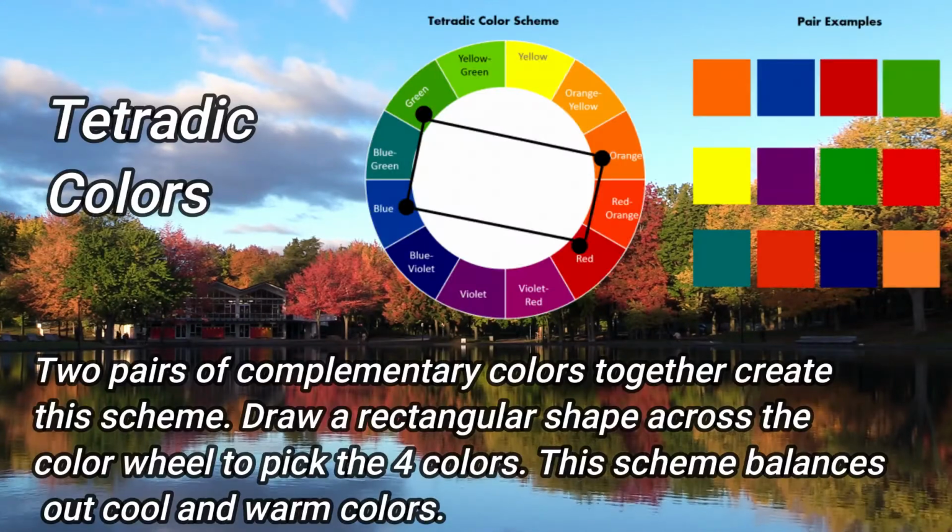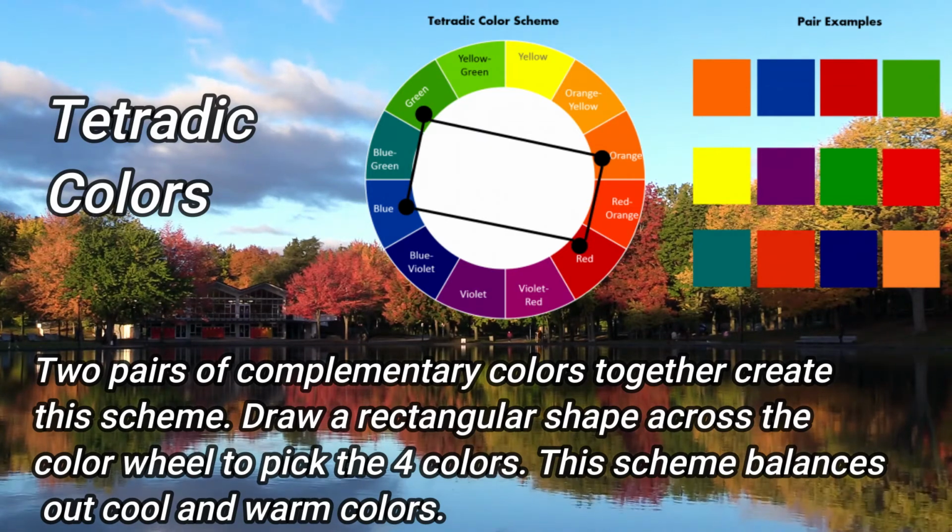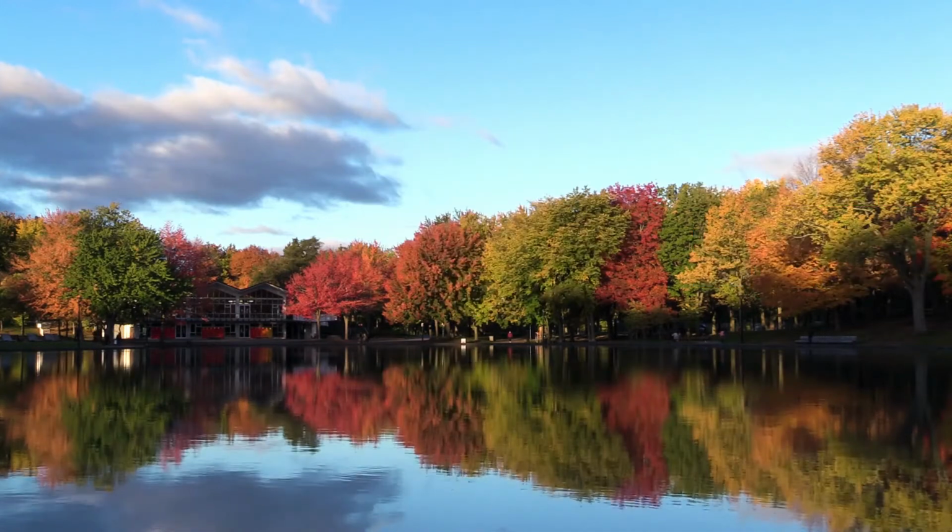Two pairs of complementary colors together create this scheme. Draw a rectangular shape across the color wheel to pick the four colors. This scheme balances out cool and warm colors.